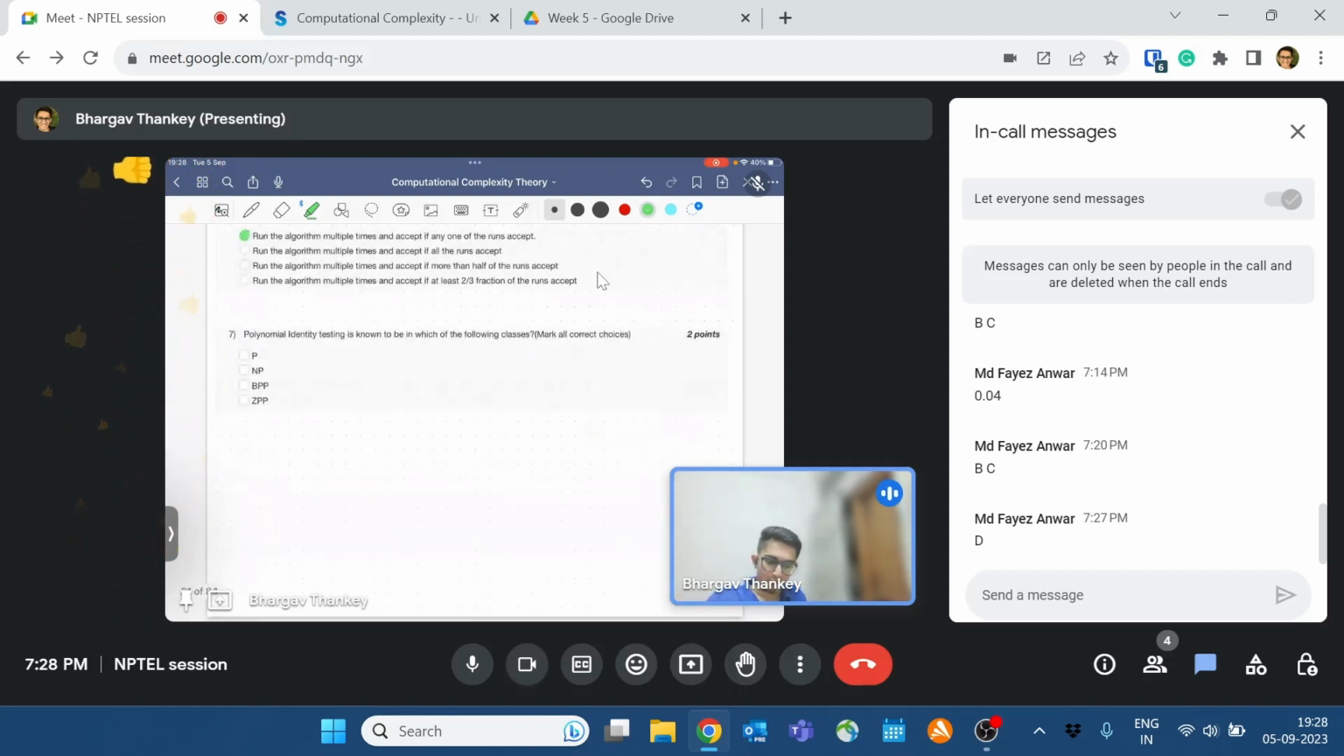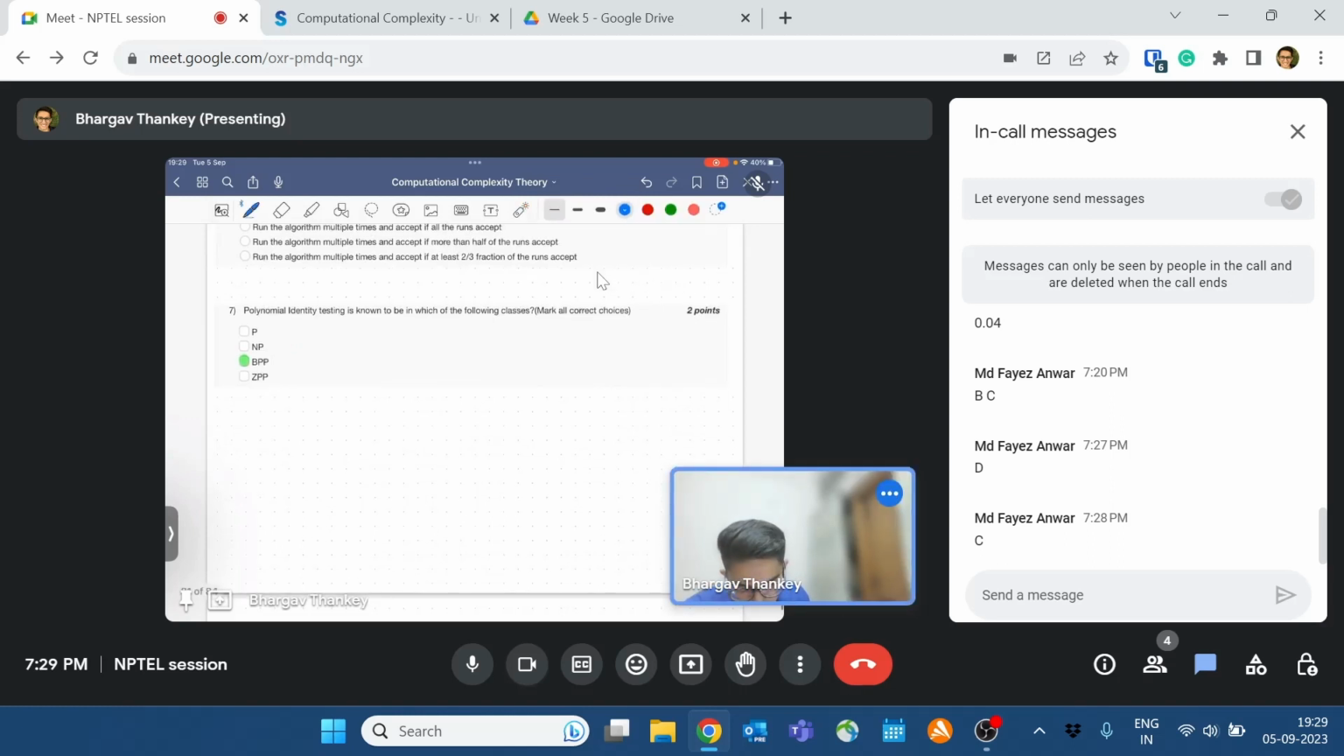Okay, so let's look at the next problem. Polynomial identity testing is known to be in which of the following classes: P, NP, PSPACE, or ZPP? So which of these are correct? Hmm. So you are saying it's in BPP. Okay, that is true. So why is it in BPP? I don't remember it clearly, but it is in one of P, RP, or coRP. Okay, yes, so that's why it is in BPP. If it were in RP, then NP would also be true, right? Yes. Why is it in coRP?